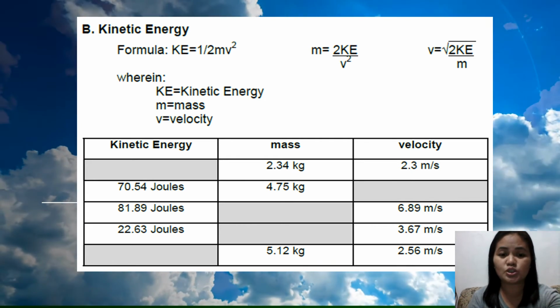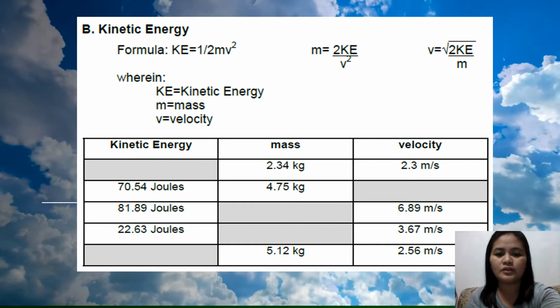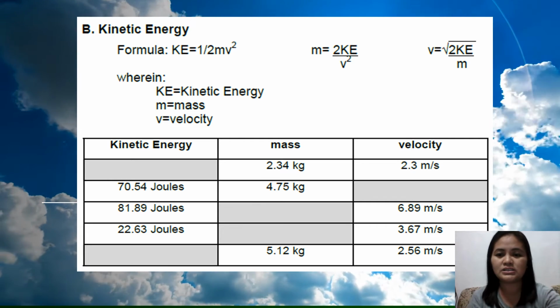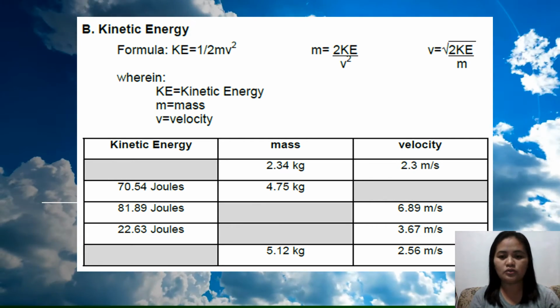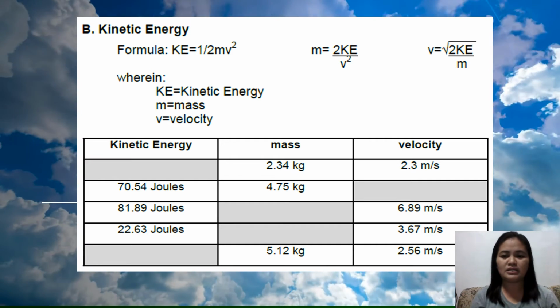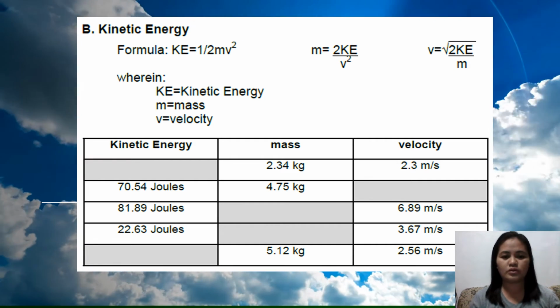70.54 joules times 2 divided by 4.75 kilograms, kasi M yon. Yung answer is square root mo. Yun na yung velocity. Gamit ka ng calculator kasi square root.